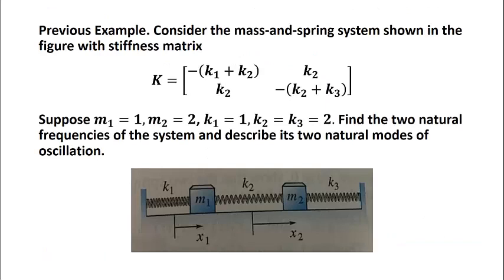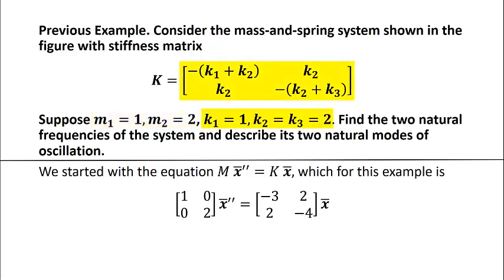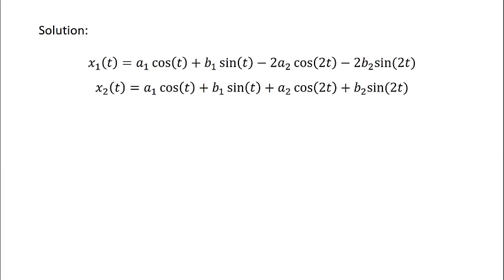Now, in our last video, we considered the following example. We had a mass and spring system shown in the figure with stiffness matrix given here. We were asked to find the 2 natural frequencies of the system and describe its 2 natural modes of oscillation. So to solve this problem, we started with our basic equation, which in this example became our mass matrix, that diagonal matrix with the values of our mass down the diagonal, so 1 and 2. And then the matrix K was given according to our formula and the values of K1, K2, and K3 that were given. We solved this system and found these 2 solutions, x1 and x2.